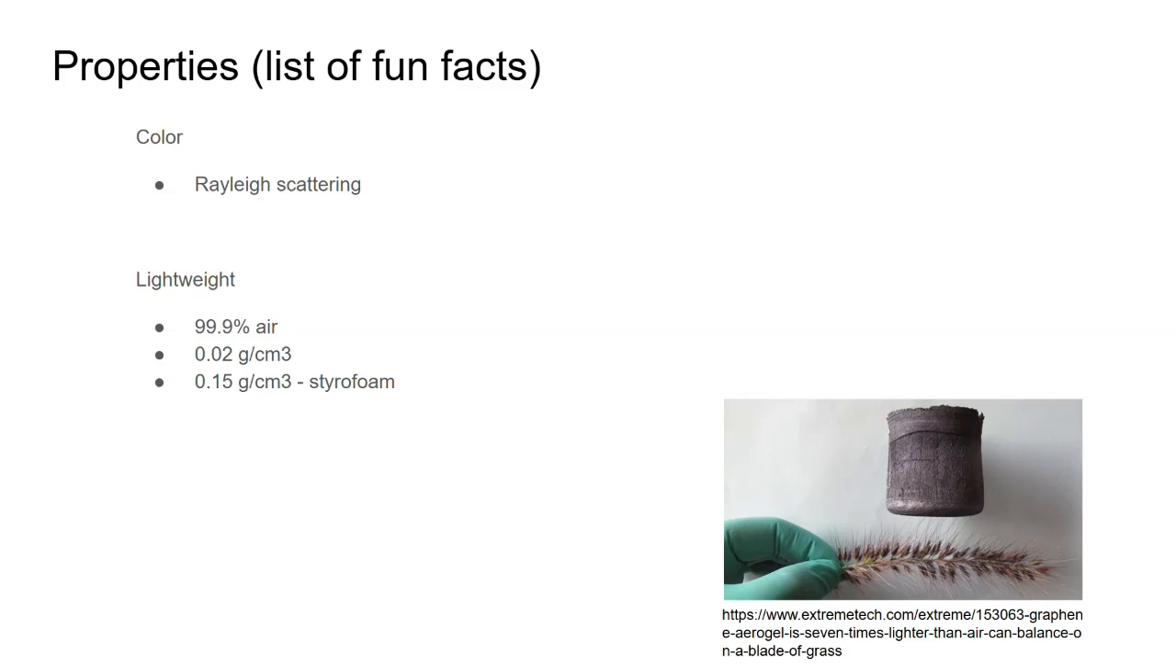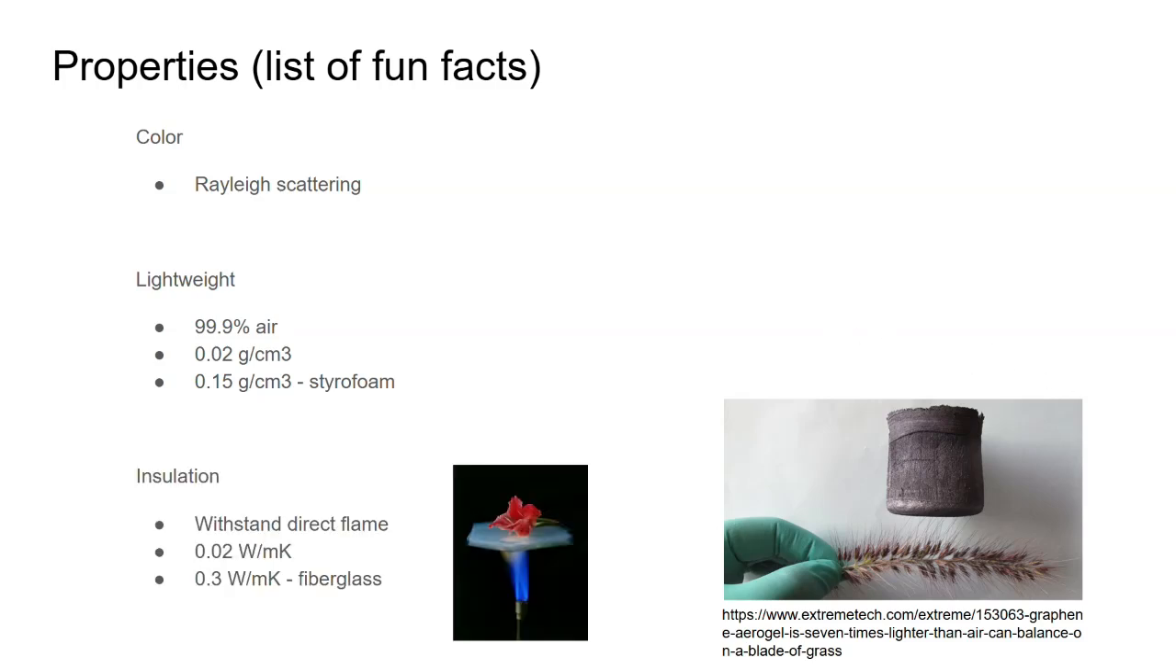With it being over 99.9% air by volume, its density is roughly 0.02 grams per cubic centimeter. To put this into perspective, the density of styrofoam is 0.15 grams per cubic centimeter, meaning that it is about 7.5 times lighter than styrofoam. It's also an incredible heat insulator, one of the most effective insulators in existence actually, being able to withstand a direct flame without getting hot to the touch. Its thermal conductivity is about 0.02 watts per meter Kelvin. Fiberglass, a common heat insulator used in houses, has thermal conductivity of 0.3 watts per meter Kelvin, which means it conducts 15 times that of silica aerogel.